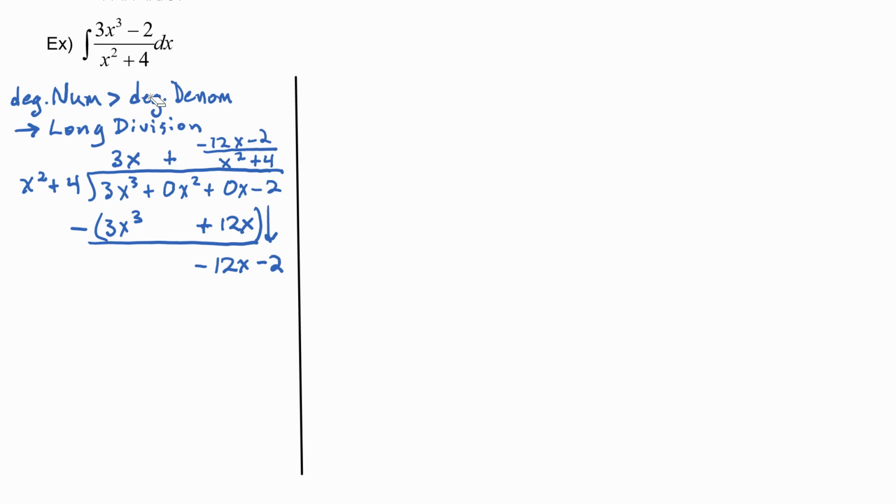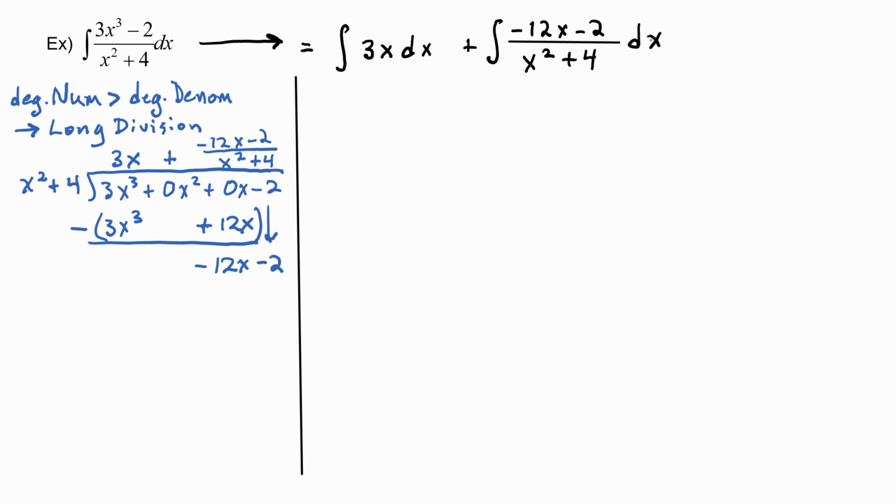So that means that we can rewrite the original integral to equal the integral of 3x dx plus the integral of negative 12x minus 2 over x squared plus 4 dx. This rational expression here in the integrand is equivalent to this new expression in the quotient here once we do the division. Now this first integral is very easy to do. We get 3 times x squared over 2. We know that we will have a plus c from here and a plus c from there. We'll deal with the plus c at the end.